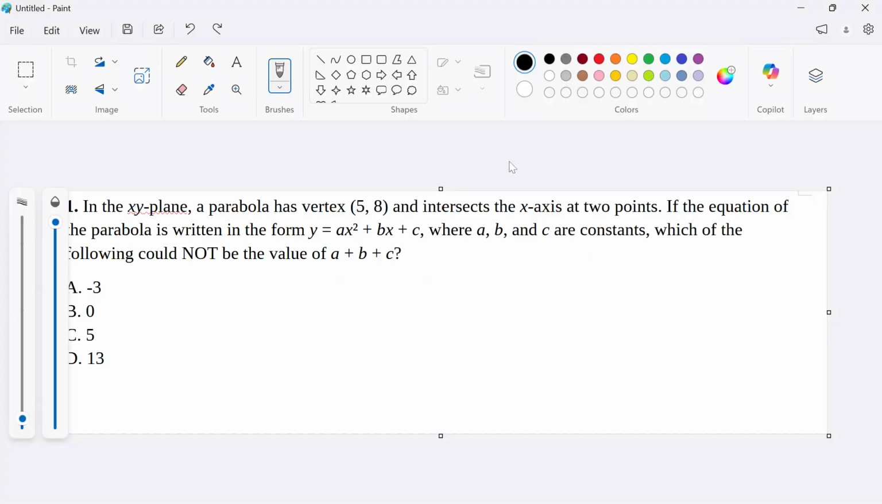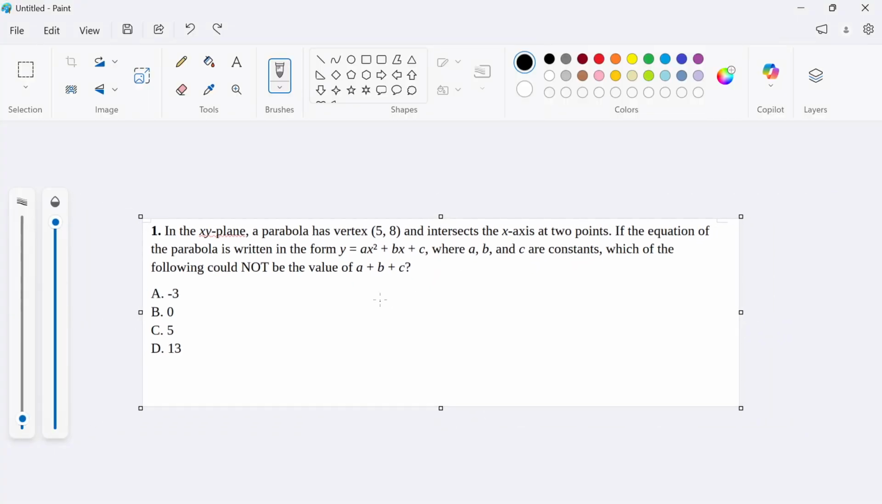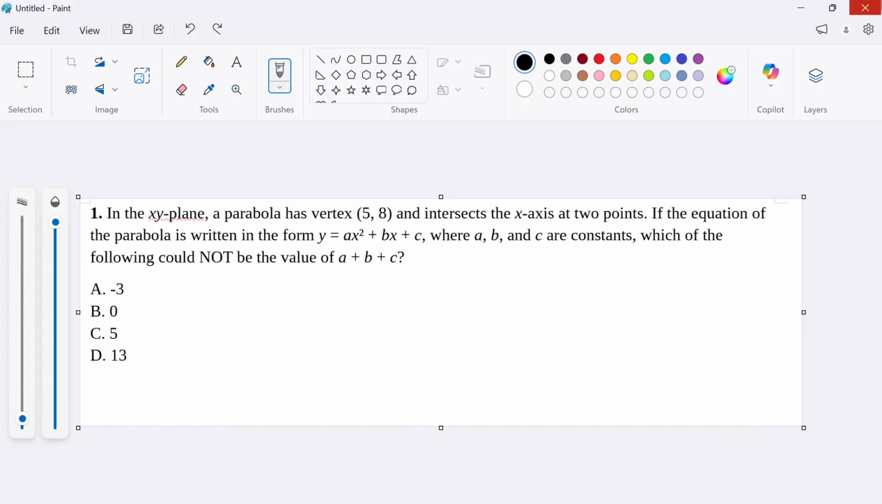Here's a question like a question on the digital SAT math section. In the XY plane, a parabola has a vertex of (5, 8) and intersects the x-axis at 2 points. If the equation of the parabola is written in the form y equals ax squared plus bx plus c, where a, b, and c are constants, which of the following could not be the value of a plus b plus c?